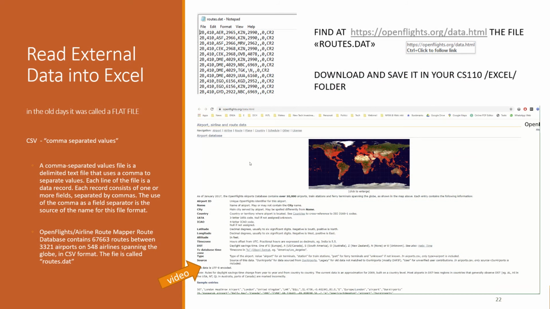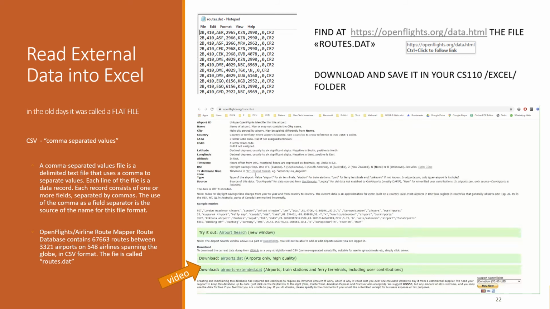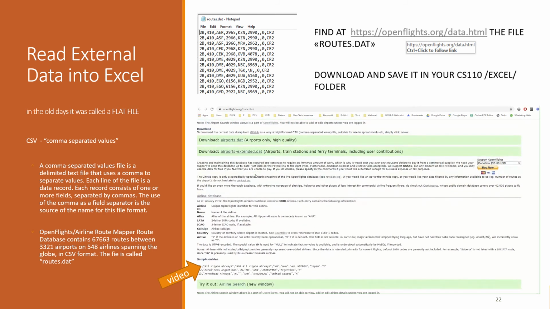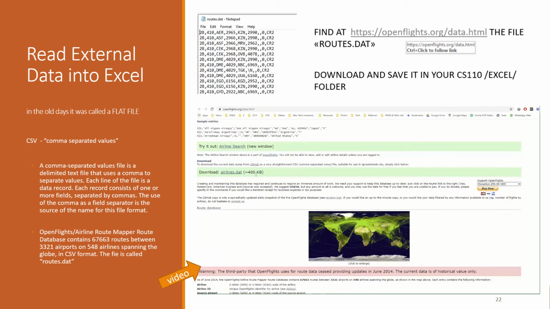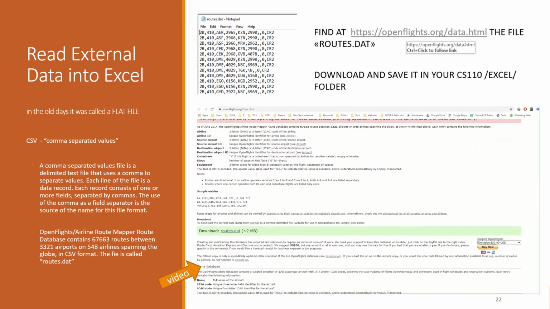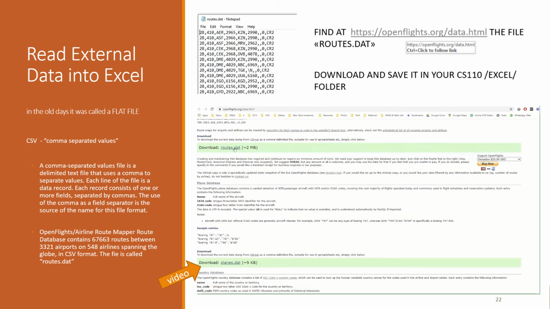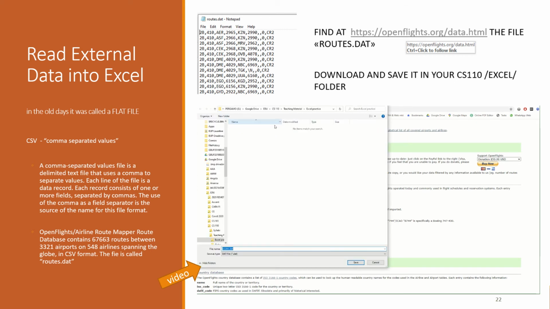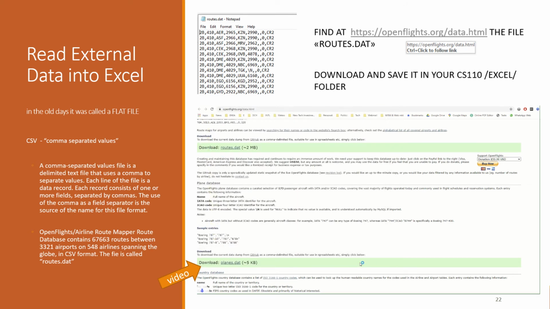So when you open the link, this is the web page that you see. It's online but it's not real time. You scroll down and go to roots.dat. Right click on roots.dat and save your link as roots.dat in your Excel folder. Once you saved it, then you have the roots.dat.